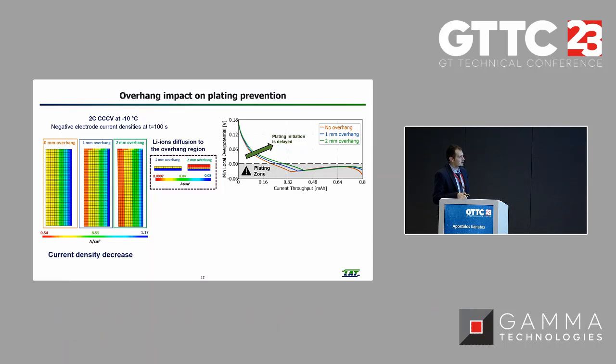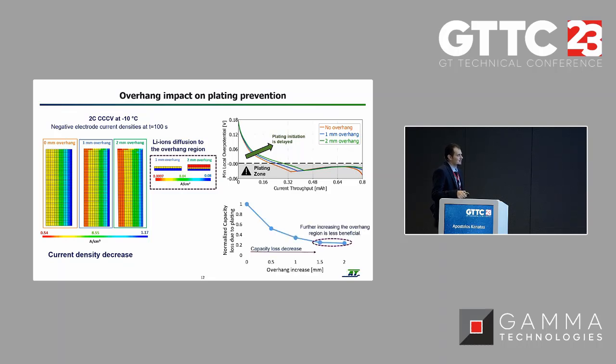So if we look at this figure, where we have plotted the minimum local overpotential as the current throughput progresses, we can see clearly that as the overhang region increases, the plating initiation is delayed. And this initiation has to do with the fact that the current densities of the negative electrodes decrease as the overhang region increases.